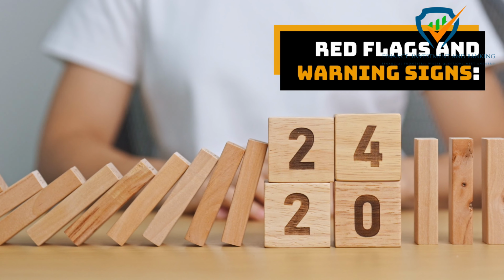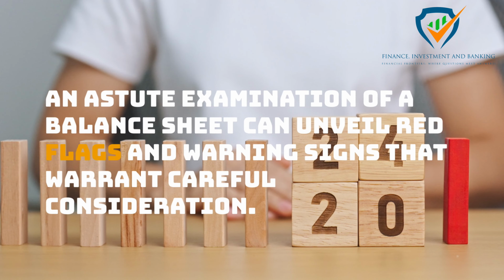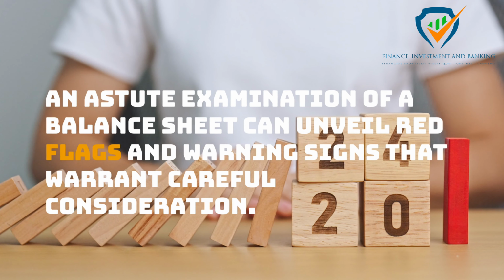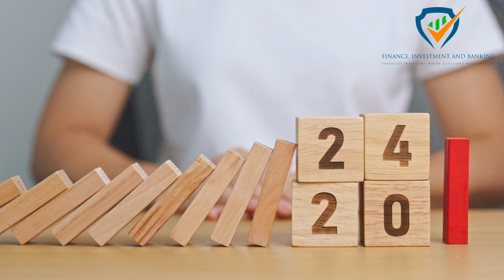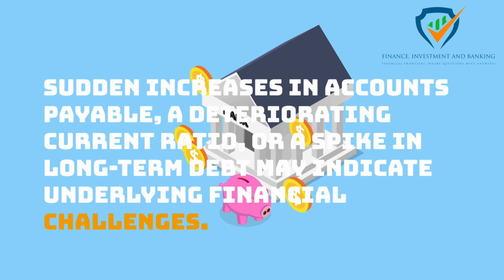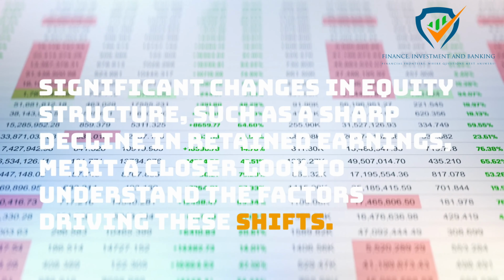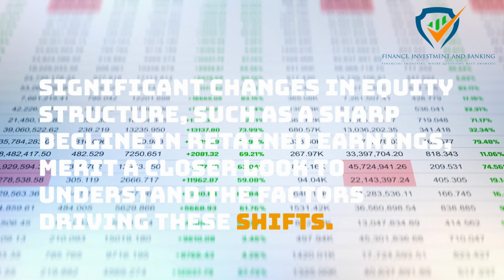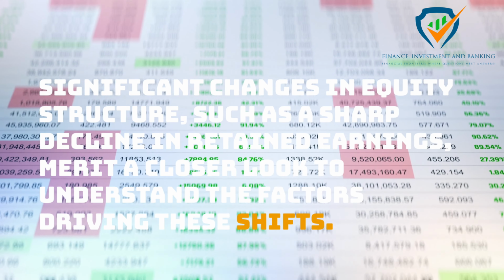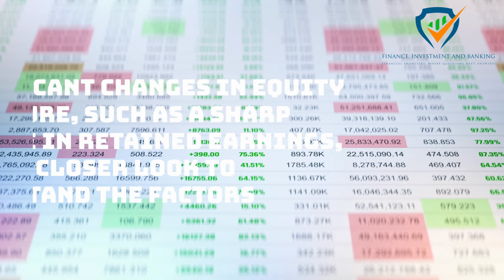Red flags and warning signs. An astute examination of a balance sheet can unveil red flags and warning signs that warrant careful consideration. Sudden increases in accounts payable, a deteriorating current ratio, or a spike in long-term debt may indicate underlying financial challenges. Significant changes in equity structure, such as a sharp decline in retained earnings, merit a closer look to understand the factors driving these shifts.